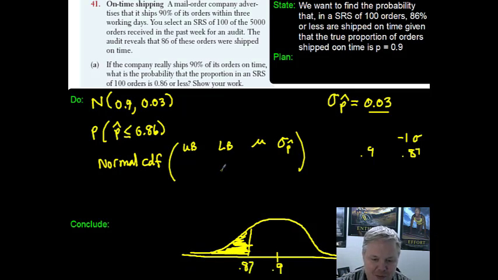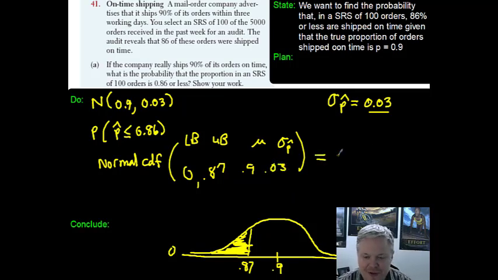So my upper bound, sorry, I got these backwards. It should be lower bound, then upper bound. So lower bound, I could say, is all the way down to 0. Upper bound at 0.87. Our mean is at 0.9, and our standard deviation 0.03. So that's going to give me a probability of 0.0912.